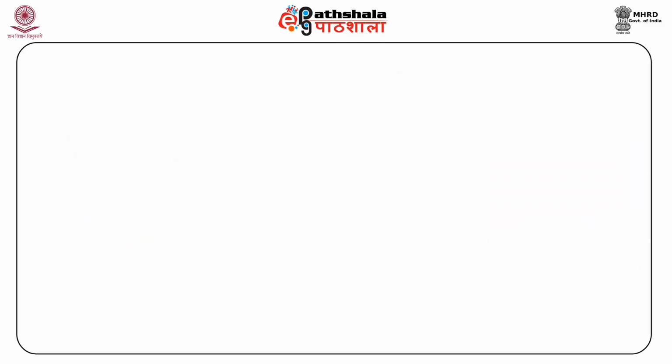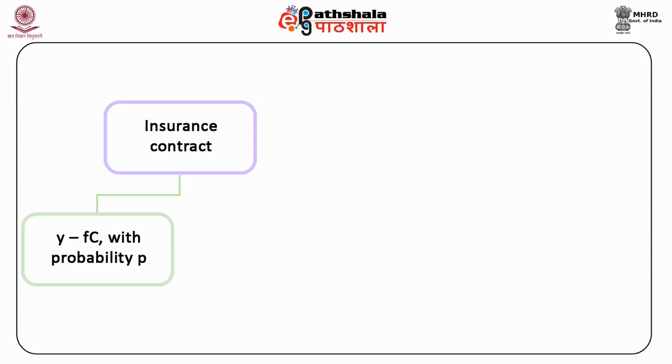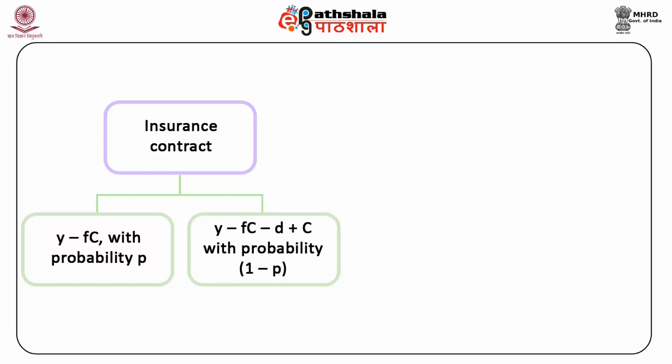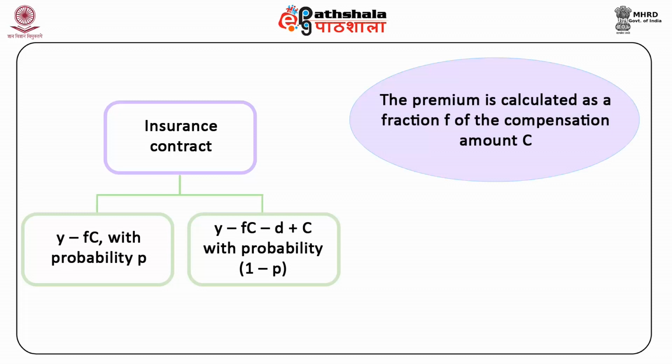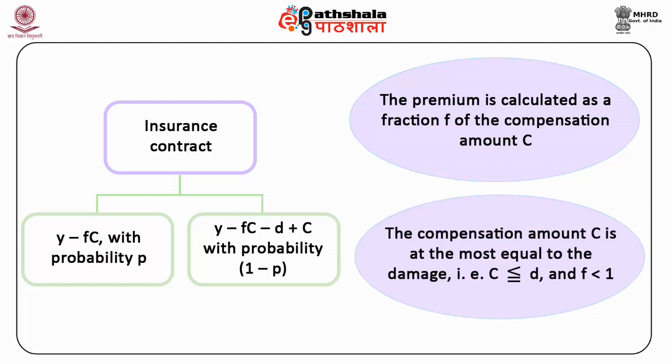On entering into an insurance contract, the prospect will become either an outcome of Y minus FC occurring with a probability of P or Y minus FC minus D plus C, occurring with a probability of 1 minus P, where C is the insurance compensation for the loss and FC is the insurance premium that has to be paid. The premium is calculated as a fraction F of the compensation amount C. The compensation amount C is at the most equal to the damage, that is, C is less than or equal to D and F is less than 1.